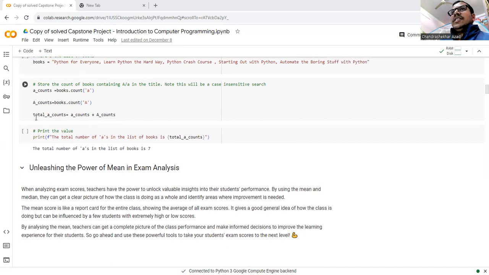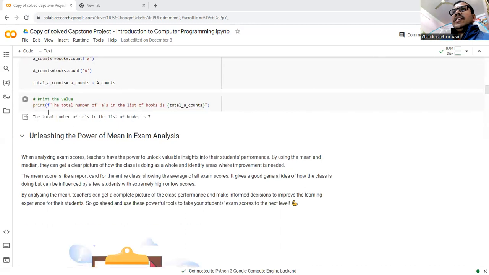So after that we calculate the total number of A counts. So we add both of these outcomes. So total number of A is equal to small a count plus capital A count, and here we use the print function to print the total number of A's in this string. So the total number of A in the list of books is 7.